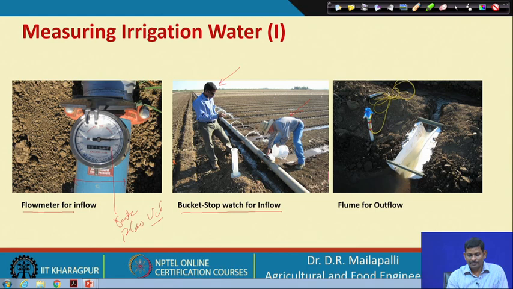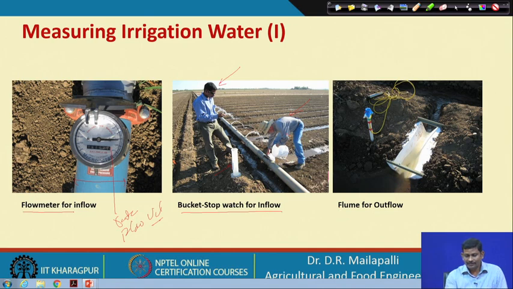So, at time 0, time 1, you are going to start collecting water, maybe for a fixed time interval like 10 minutes or 15 minutes, and take the bucket out and measure using the measuring cylinder. So, this will give the flow rate at that particular moment.